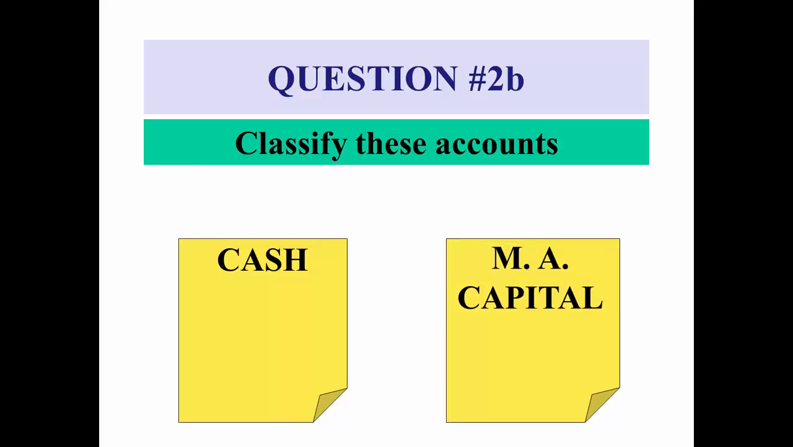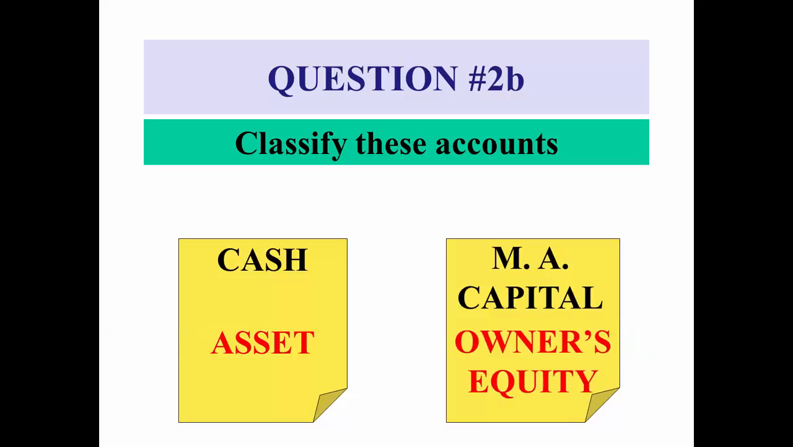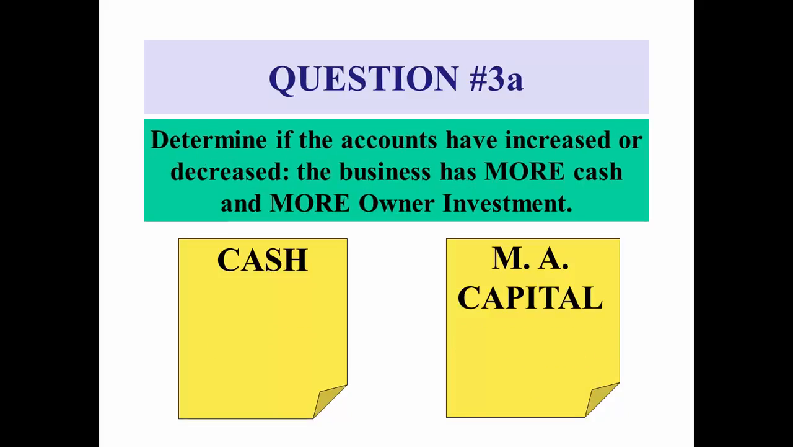Now we have to say what kind of accounts these are. Cash is an asset and M.A. capital is an owner's equity. Now we go to question 3. We determine if the accounts have increased or decreased. We go back up to the top where we said what happened, and we look under the receive and it says we received cash. We ask ourselves, does the business have more or less cash than it did 5 minutes ago? The business has more cash than it did 5 minutes ago.